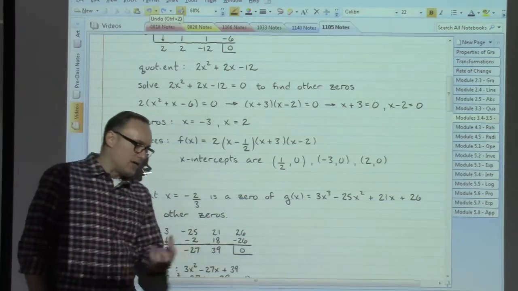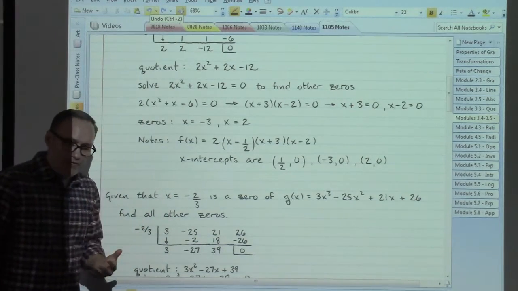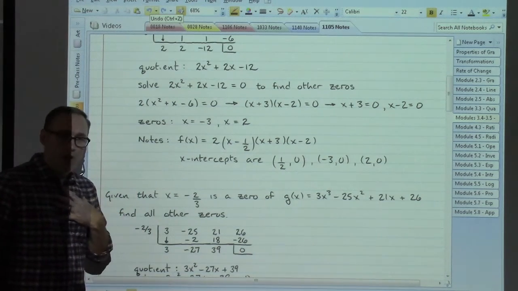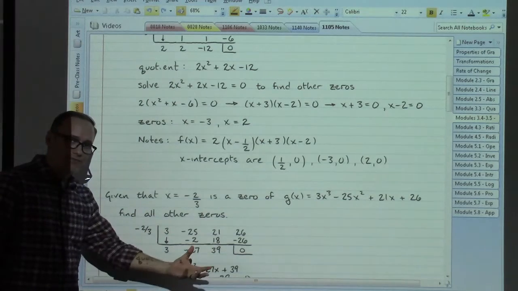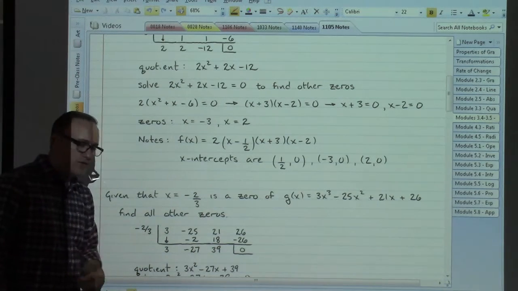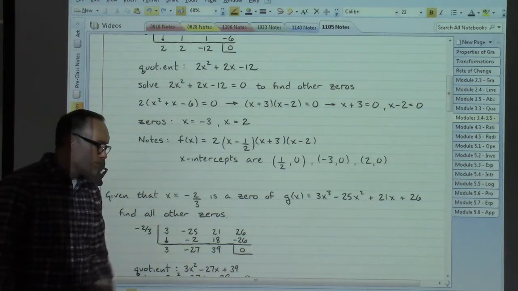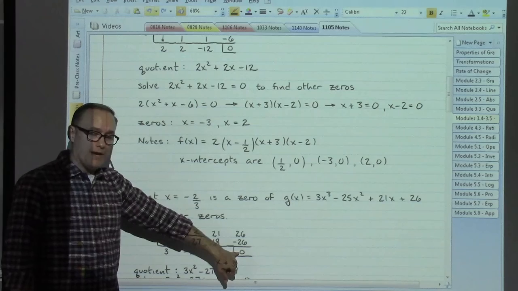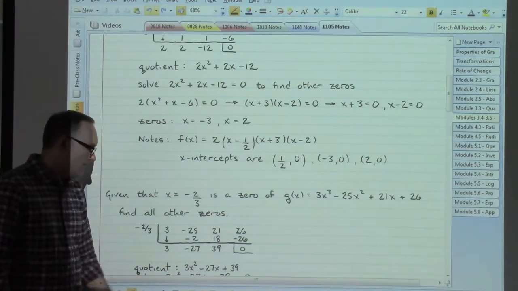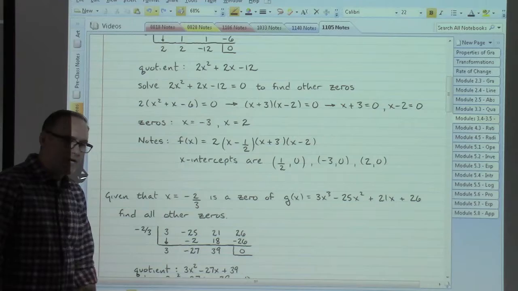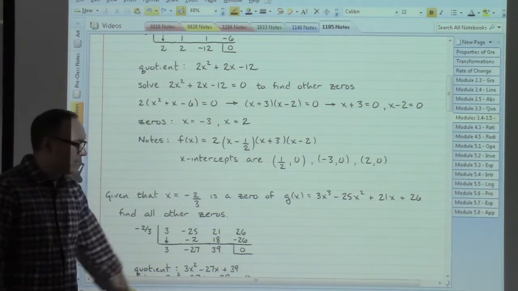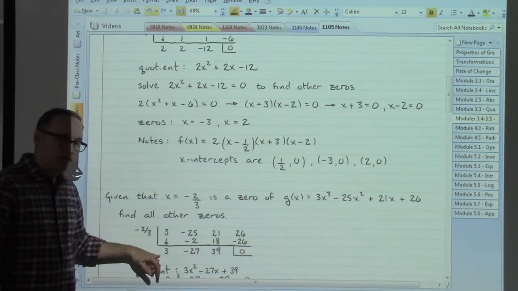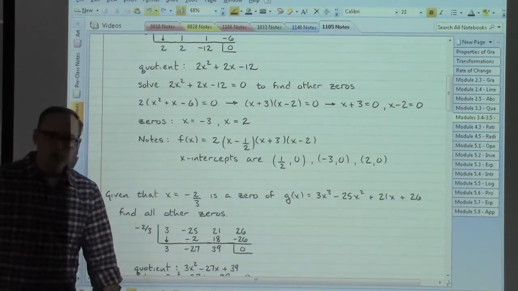So there's some nice tied in relationships that work to our advantage. If I didn't get a remainder of 0, I would know I must have made a mistake somewhere in my synthetic division, and I can go back and try to find that and fix it. The 39, the negative 27, and the 3 are going to allow us to build our quotient. So the 39 is our constant term, the negative 27 is for our x, and the 3 is for our x squared. That gives us our quotient.